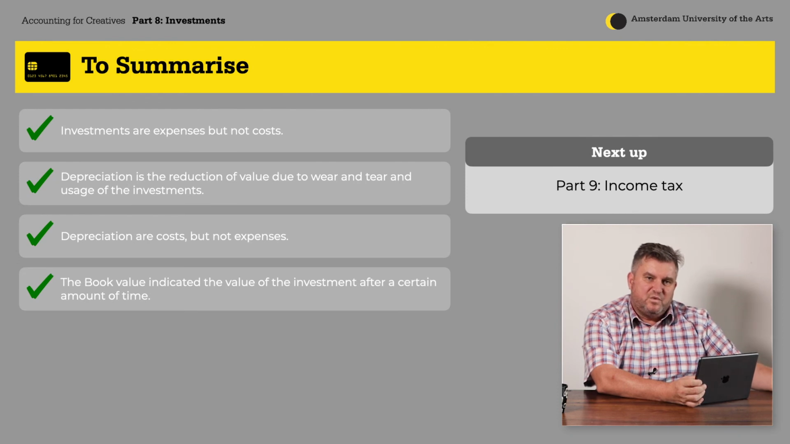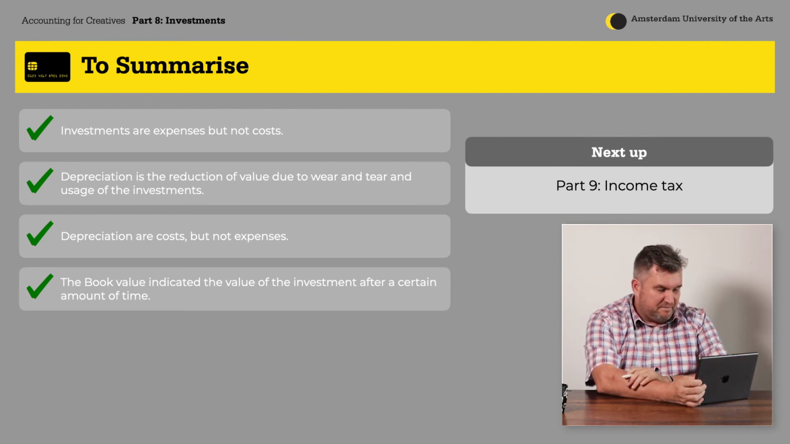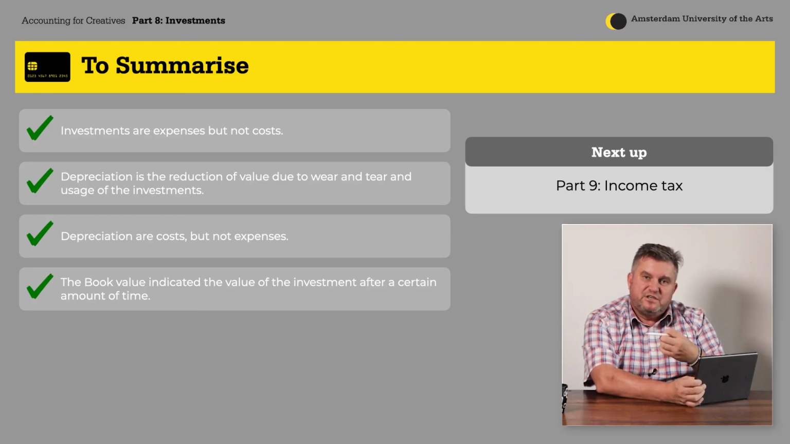Okay, so to summarize, investments are not costs immediately. They will create costs in the future, but the costs are separated in time over the period you use these investments. So it's not all cost at once, but it's divided over time. And depreciation is the name of the cost that it creates. Every month or every booking period, maybe just a year, you will have to depreciate your investment according to the calculations that we made.